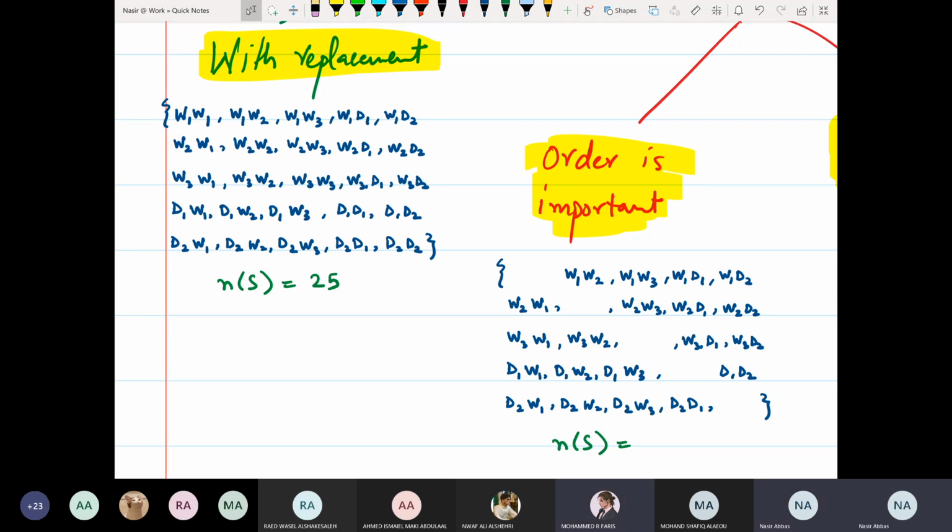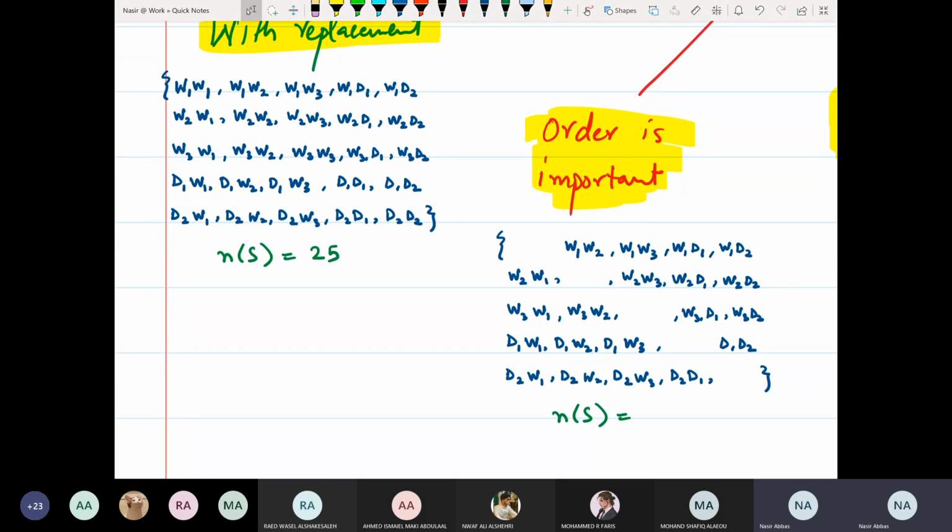So we get rid of the diagonal. It's not there anymore. That's not a possibility anymore. And the number of elements in your sample space are not 25 now. They are 20 now.